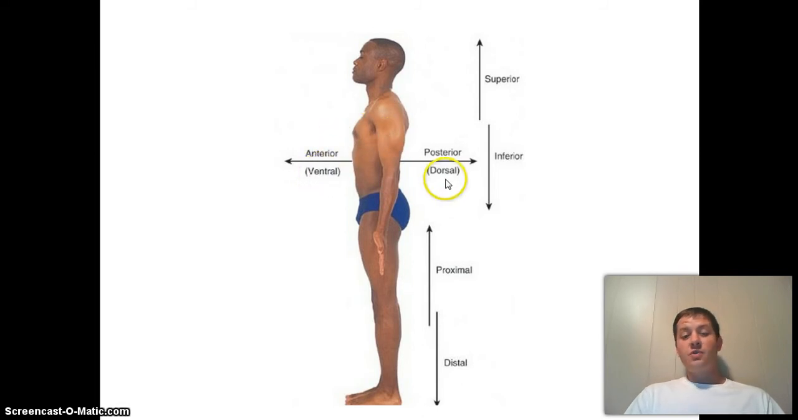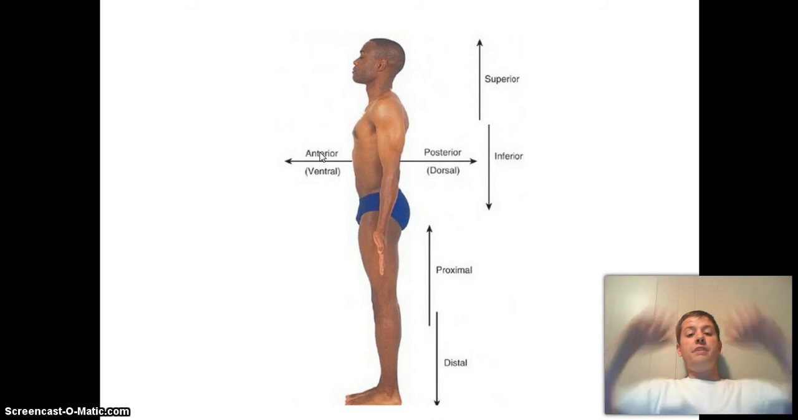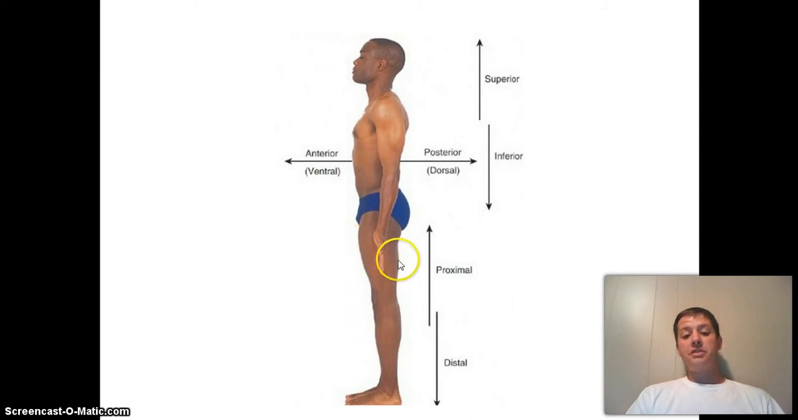Ignore ventral and dorsal. Those are actually used for four-legged animals. So we use the word anterior when we mean further forward, posterior when we mean further backward. If you wanted to describe the anterior surface of the leg, you would be talking about this surface of the leg right here. The posterior surface would be right here.